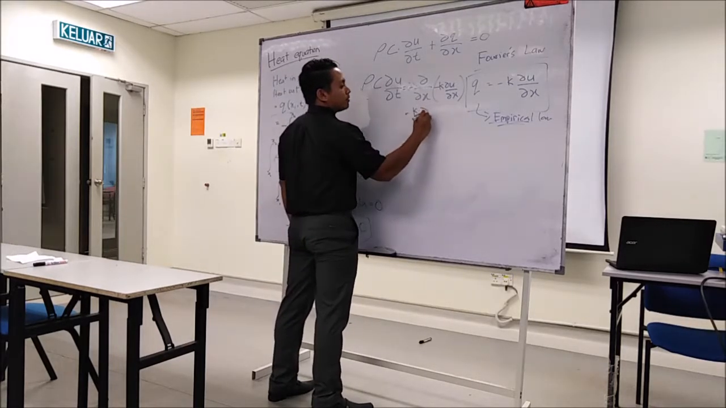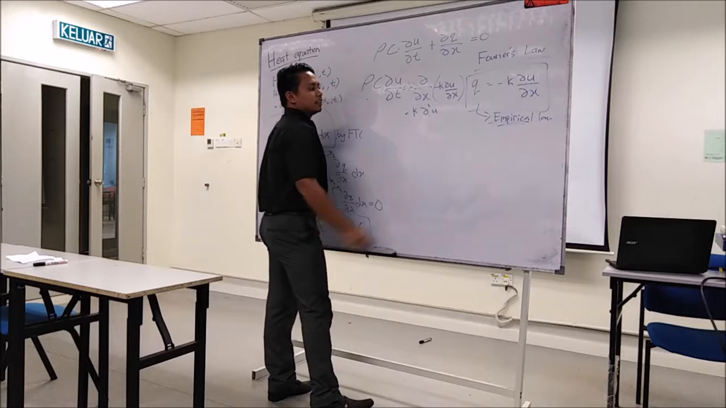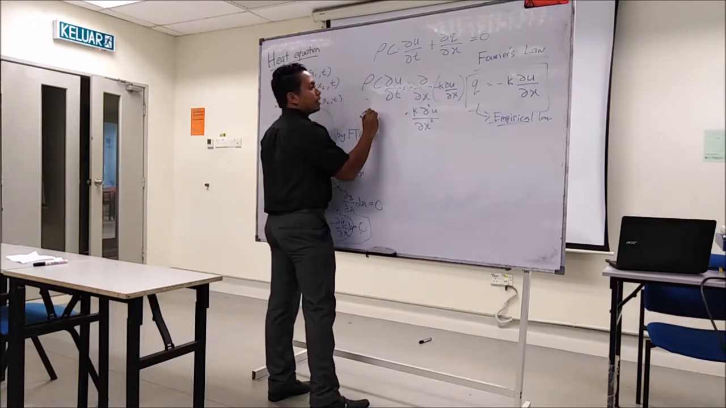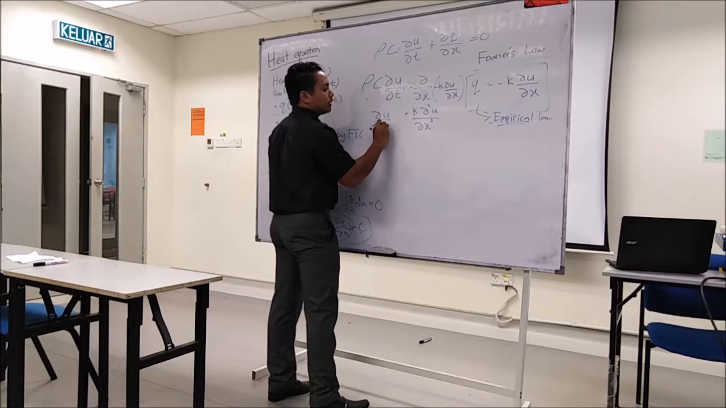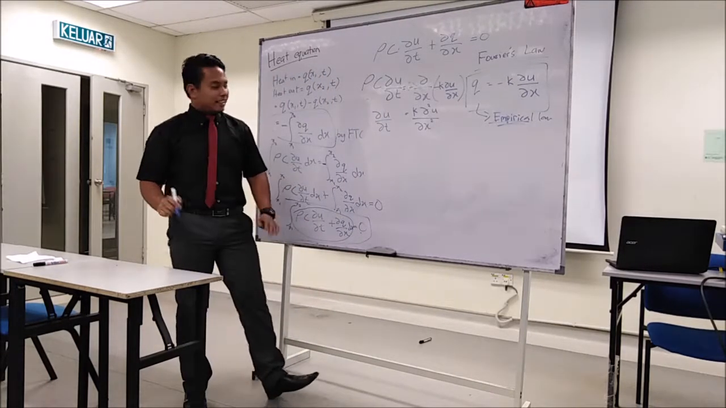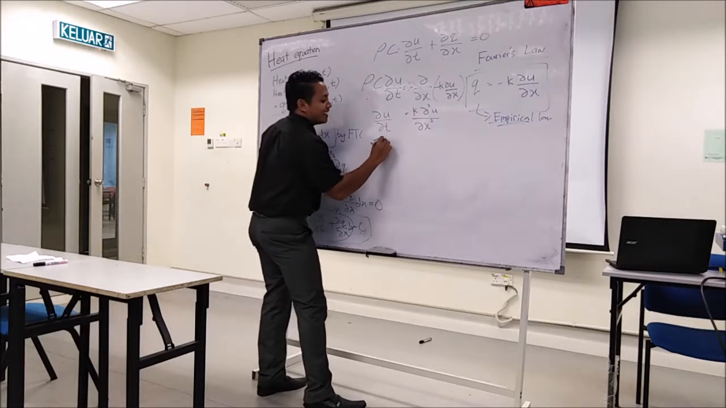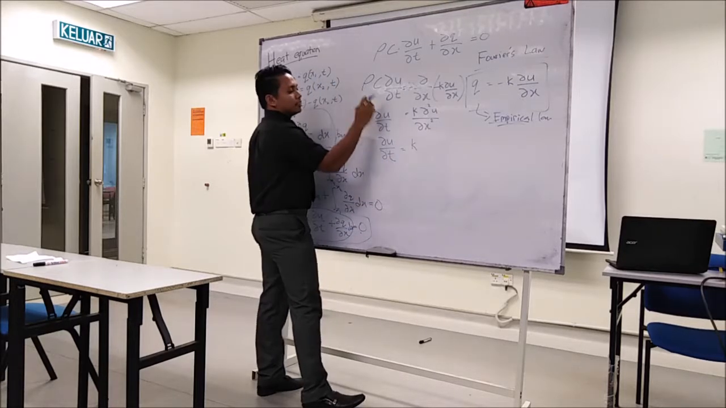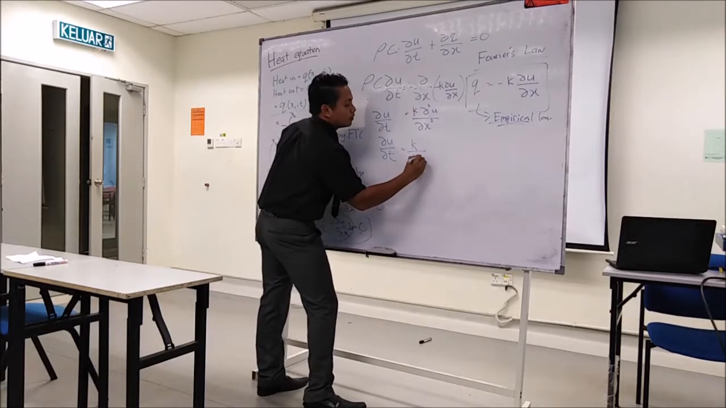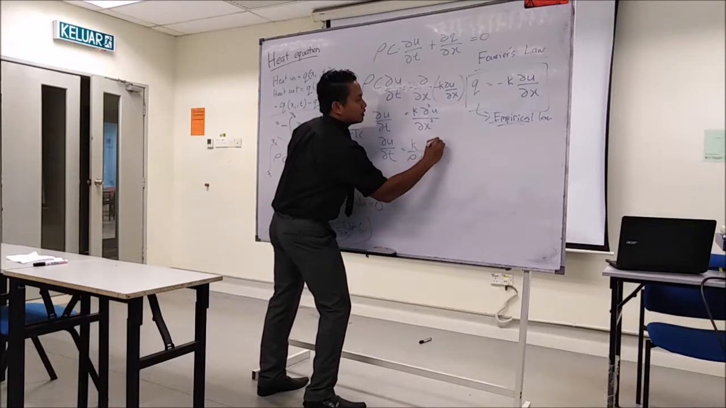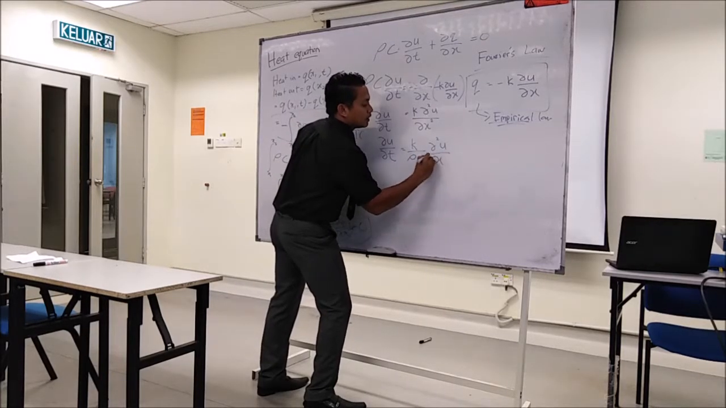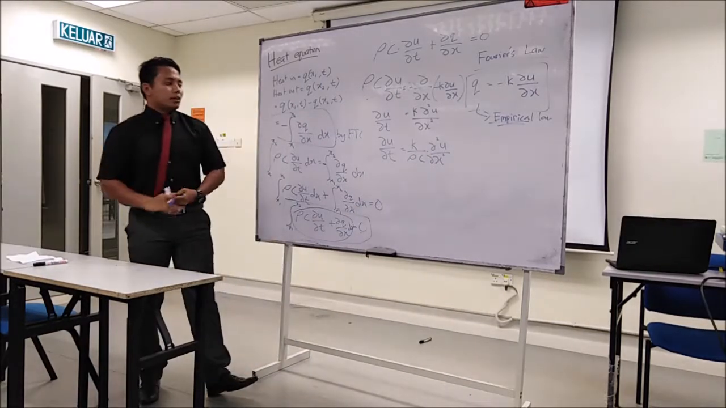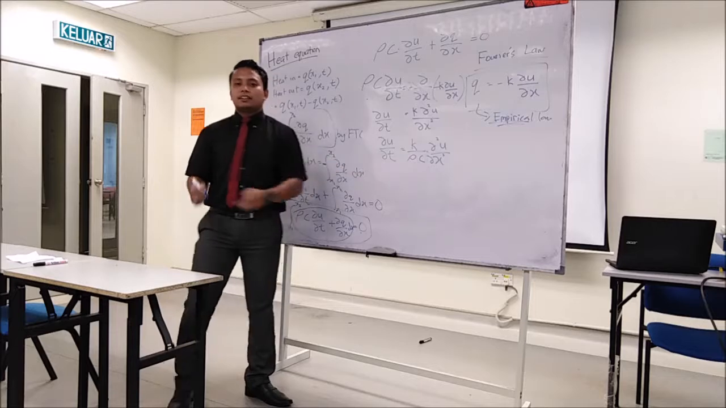Del and del u, we have del squared u over del x squared. This part we have del u over del t. Del u over del t, k, I bring this over, divide by rho c, del squared u over del x squared. What is k divided by rho c?